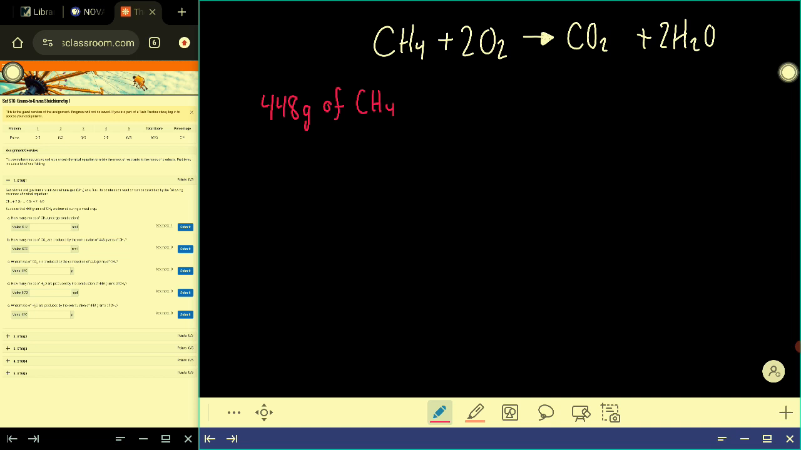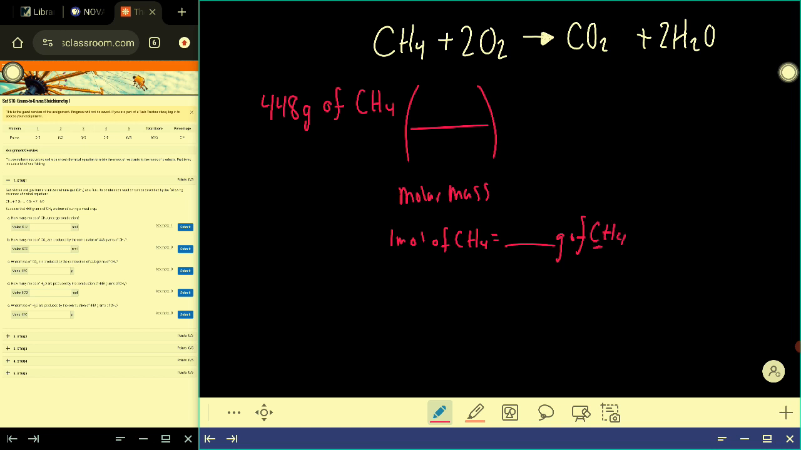If I'm starting with 448 grams of methane, and I want to get to the moles of methane, anytime you are going from grams to moles, you know you need to use the molar mass. Molar mass is always simply the mass of 1 mole of any substance. So in 1 mole of methane, what is the mass?